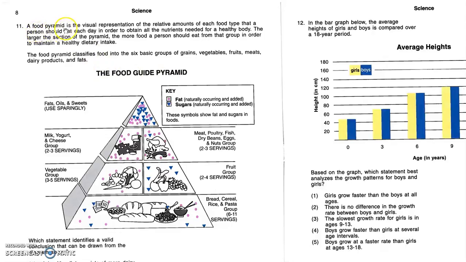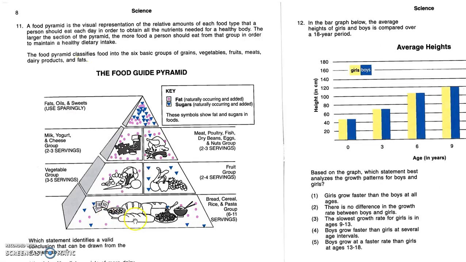A food pyramid is the visual representation of the relative amounts of each food type that a person should eat each day in order to obtain all the nutrients needed for a healthy body. The larger the section of the pyramid, the more food a person should eat from that group in order to maintain a healthy dietary intake. The food pyramid classifies food into the 6 basic groups of grains, vegetables, fruits, meats, dairy products, and fats.